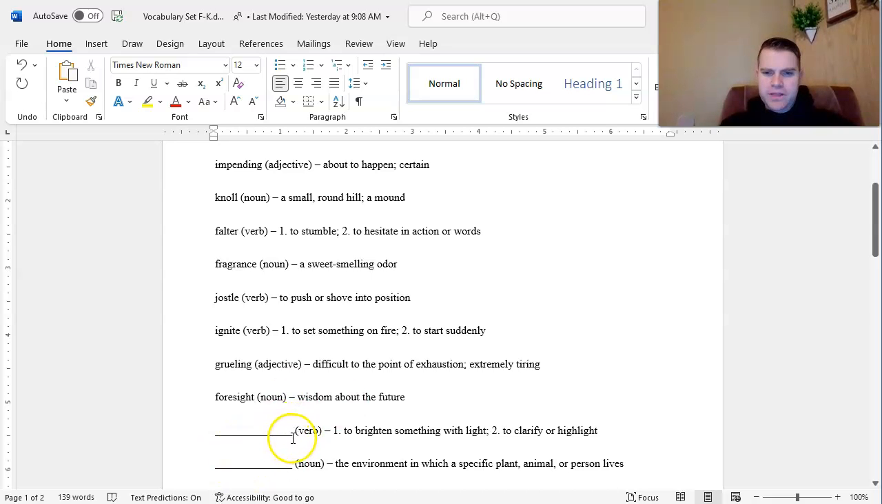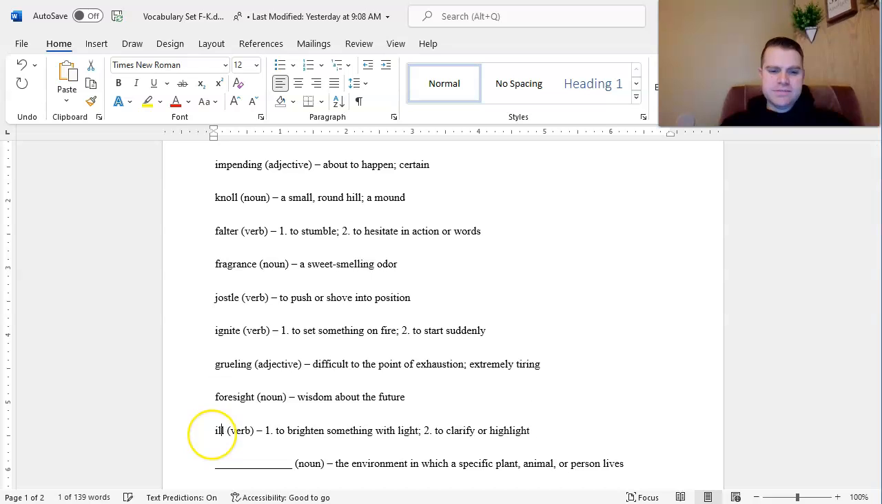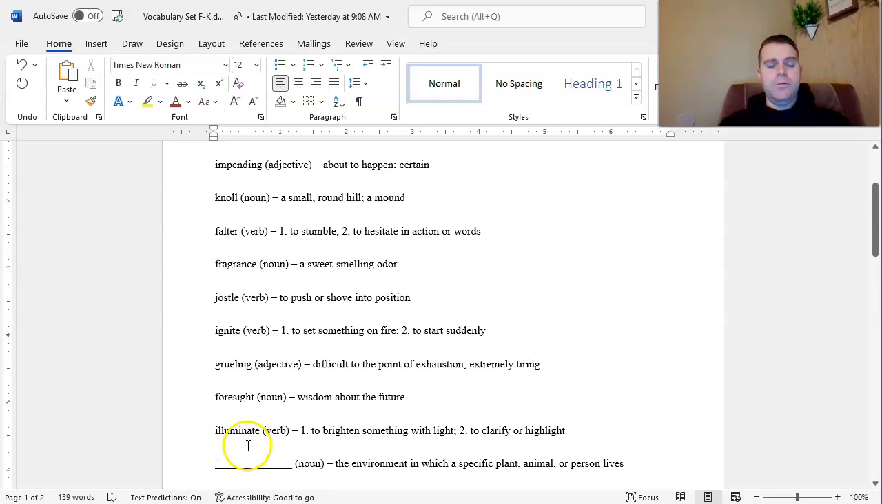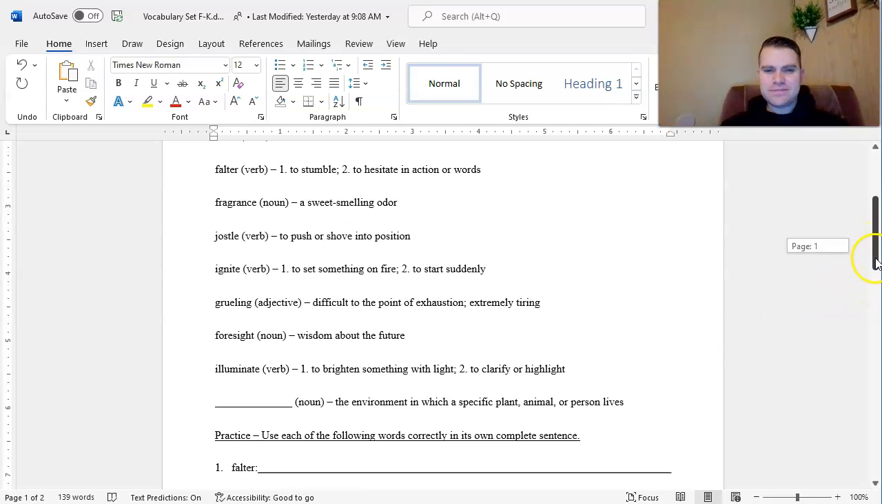To brighten something with light is to illuminate. The root lum, L-U-M, luminous, luminosity, all means light. To illuminate means to shine light on something, to brighten something with light. Illuminate also has a second definition, meaning to clarify or highlight. So when I'm teaching you in class, I might be illuminating new information for you. Notice that illuminate has two uses.